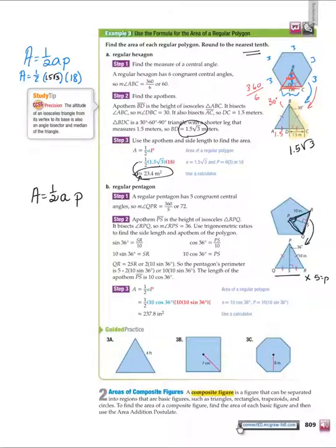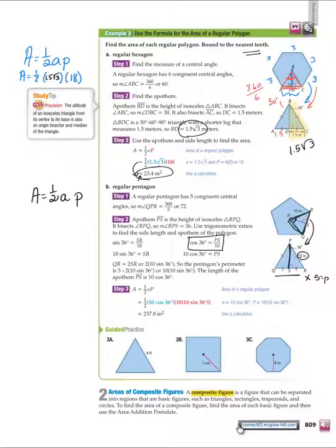Okay, so the first thing we've got, apothem here, let's see. I've got a 36-degree angle, and I want to find PS as my apothem, so that's going to be adjacent to the 36, and 10 is the hypotenuse. So when I solve, the cosine of 36 is PS over 10, so 10 times the cosine of 36 is my apothem.